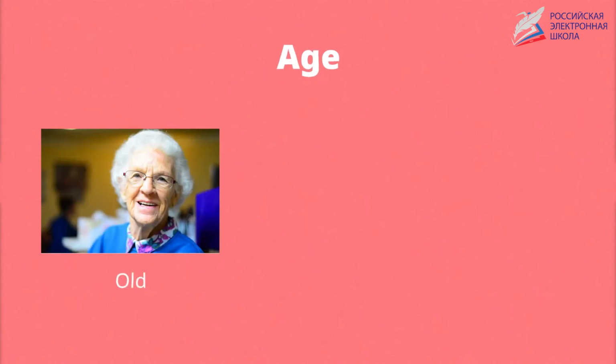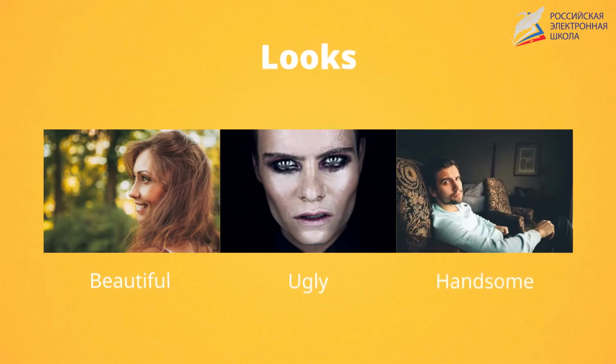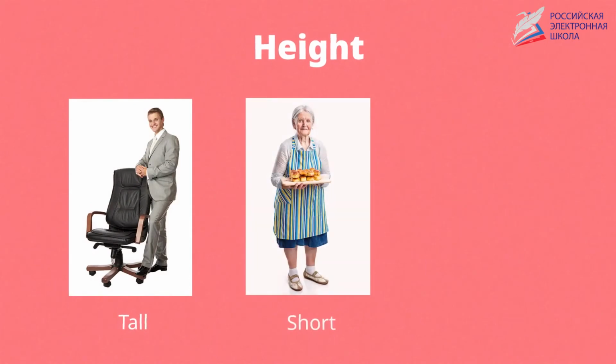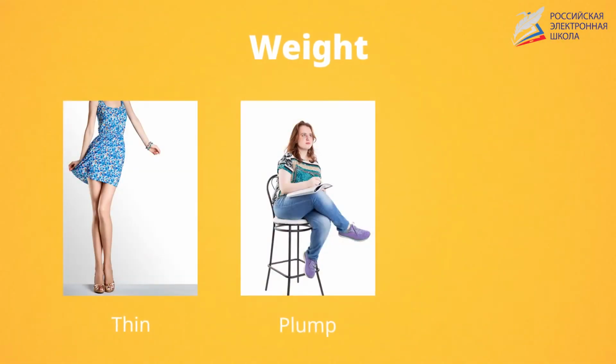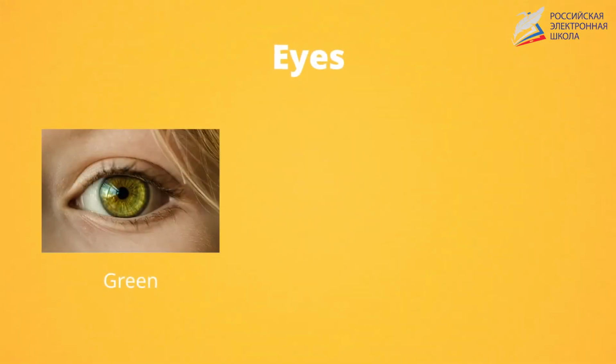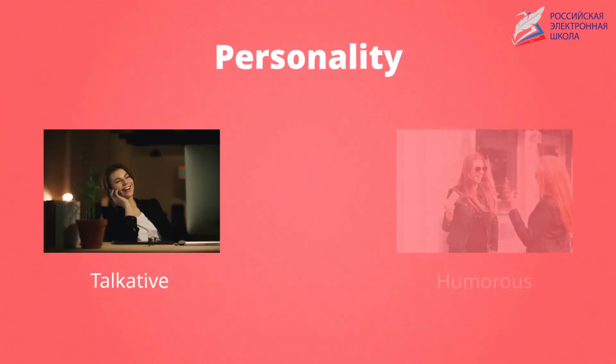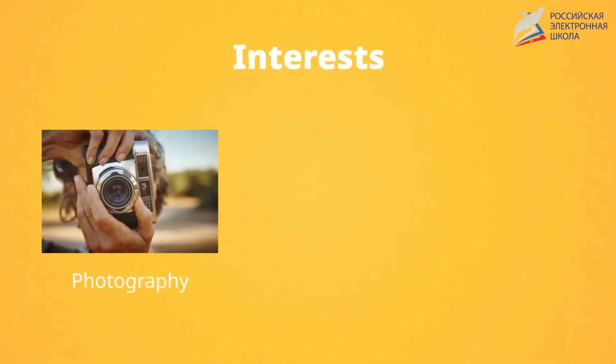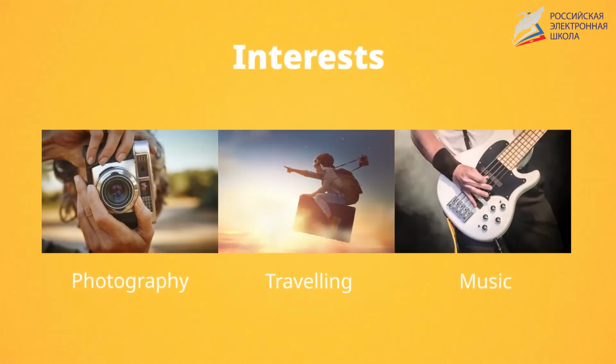Age: old, young, middle-aged. Looks: beautiful, ugly, handsome. Handsome can only be used to describe men. Height: tall, short, of average height. Weight: thin, plump, overweight. Hair: dark, curly, bald. Eyes: green, big, dark. Personality: talkative, humorous, friendly. Interests: photography, traveling, music. Now we know how to describe people.